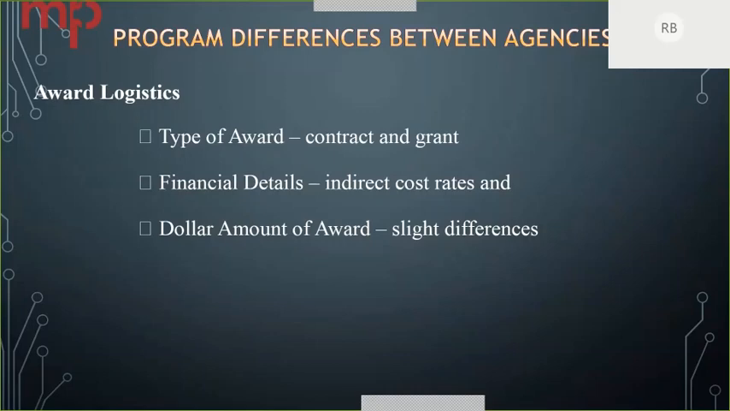Financial details, indirect costs and rates. You've got to have a good budget and a good financial plan with indirect and direct costs and what your rates are. Dollar amount of the award is always going to be slightly different. Not everybody gives $252,000 for phase 1 or $1.5 million for a phase 2. The amounts vary depending on what you say it will take to do what they're asking you to do.